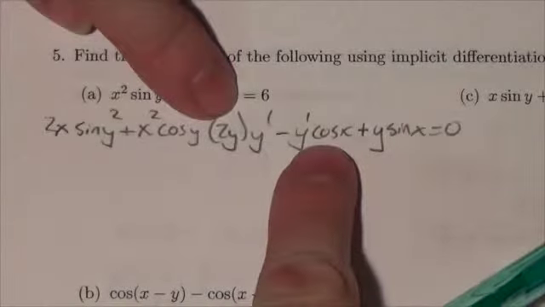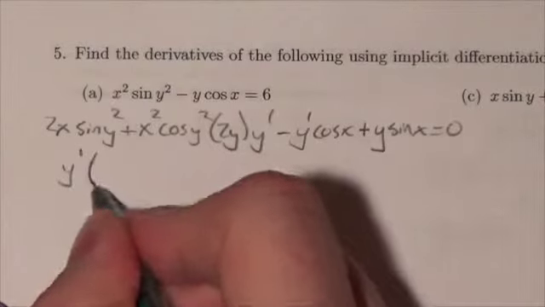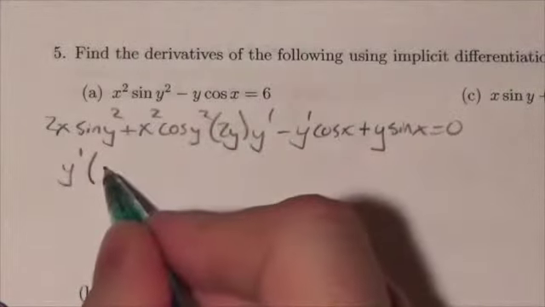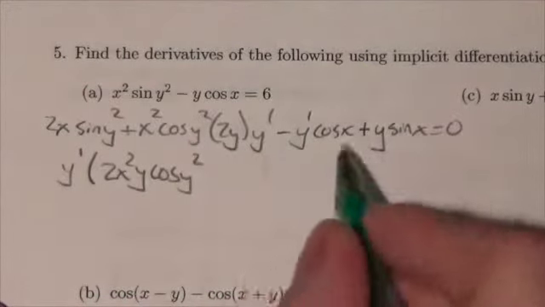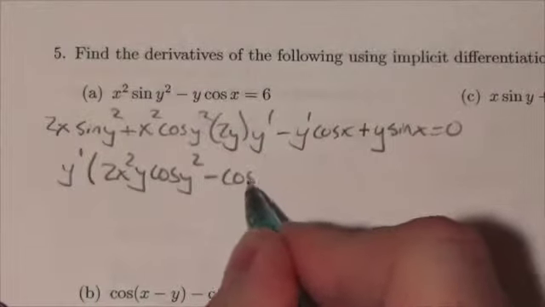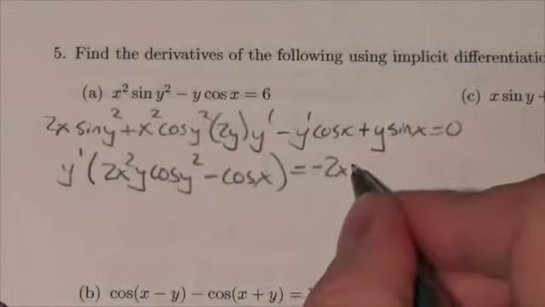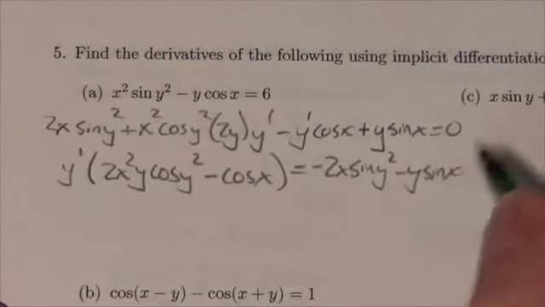Now I'm going to factor the y prime out of the two terms that have the y prime in them, and then move the other two terms over to the other side. So y prime times, I'm just going to clean this up a little bit, 2x squared y cosine of y squared minus the cosine of x. And I'll bring the other terms over, so it'll be negative 2x sine y squared minus y sine x.